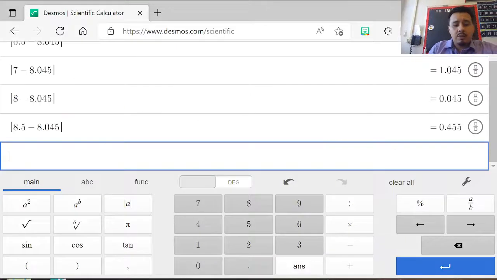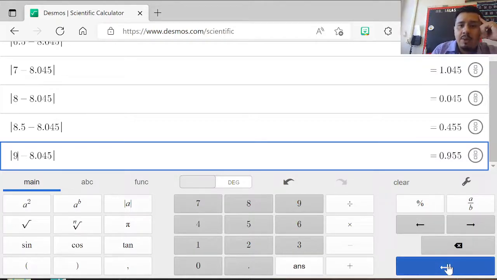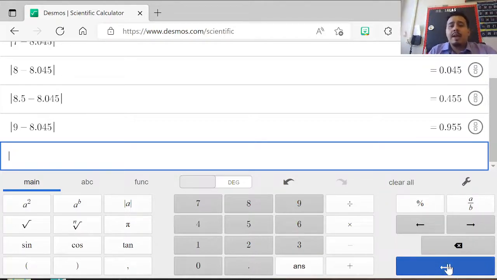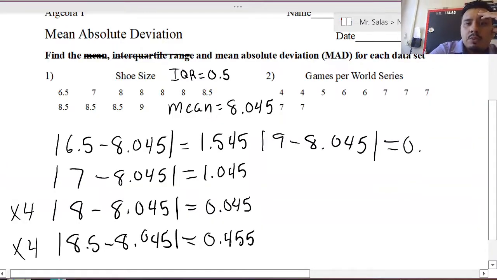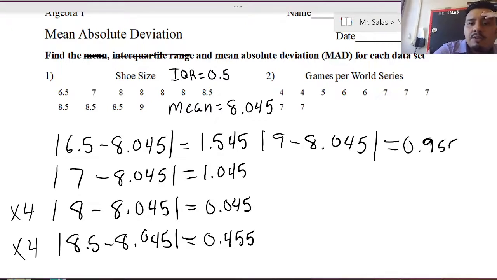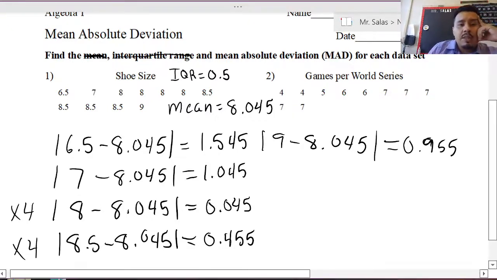The absolute value of 9 minus 8.045, and we get that our answer is 0.955. Perfect. So what are we going to do with these answers?